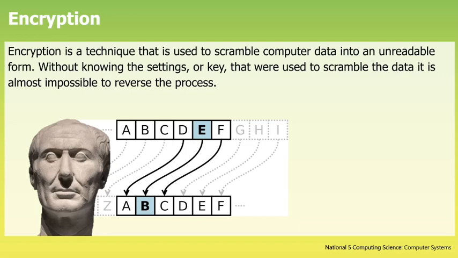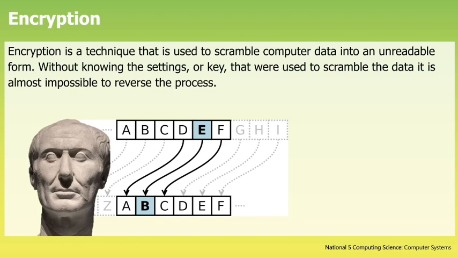Encryption is a technique that is used to scramble computer data into an unreadable form. Without knowing the settings or the key that was used to scramble the data, it is almost impossible to reverse the process. Encryption has been around for years. One of the earliest forms of encryption allegedly was the Caesar cipher, and it's reported that it was used by the Roman Emperor Julius Caesar to scramble military plans before dispatching them by messenger to his generals.